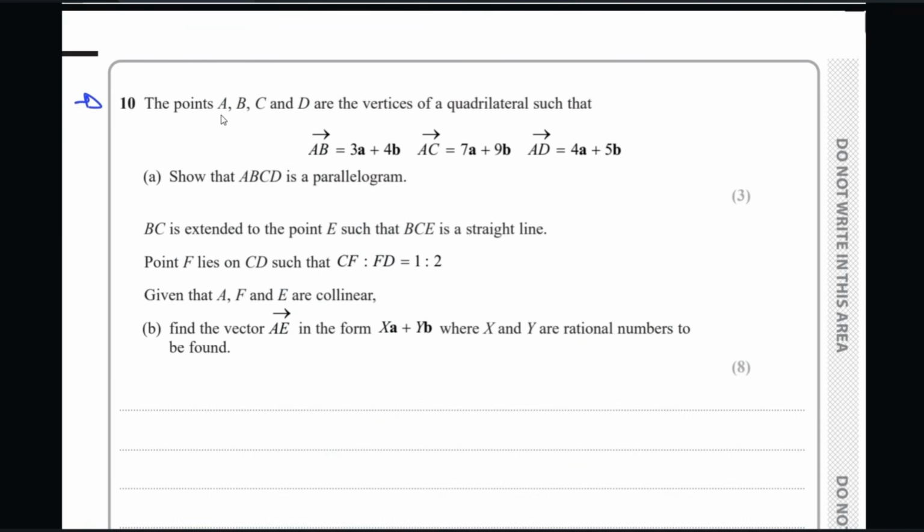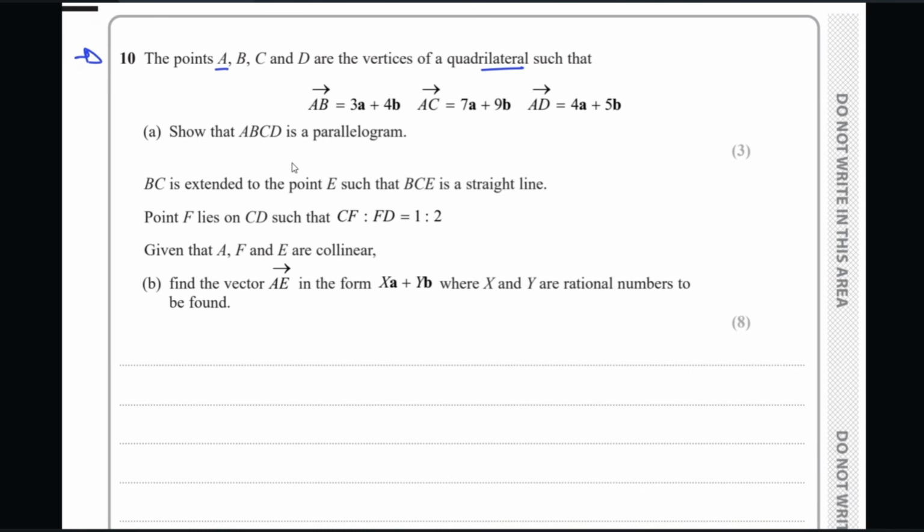Question 10. The points A, B, C, D are the vertices of a quadrilateral such that vector AB is equal to 3a plus 4b, vector AC is this, vector AD is that. Question A, show that ABCD is a parallelogram. So we need to show pairs of parallel sides. Okay, so let's just draw ABCD as a parallelogram and see how it looks.